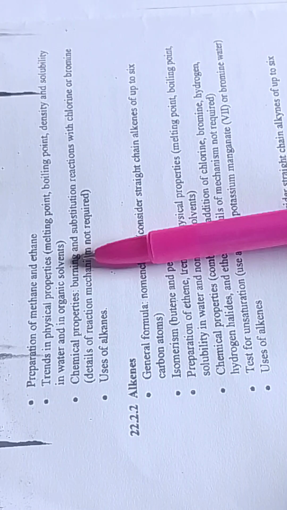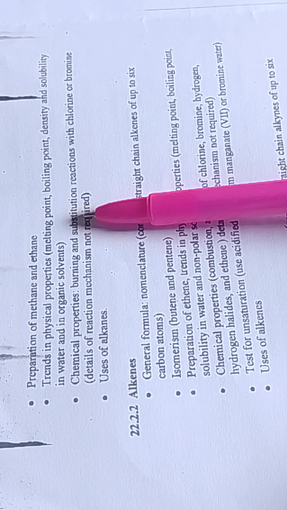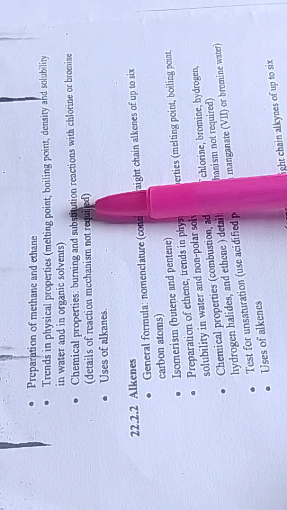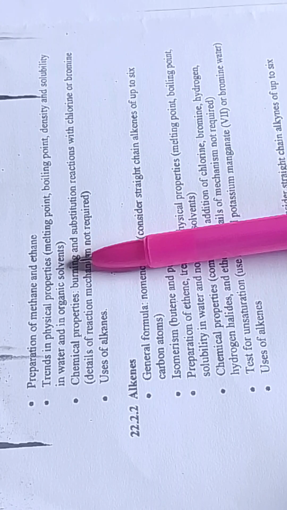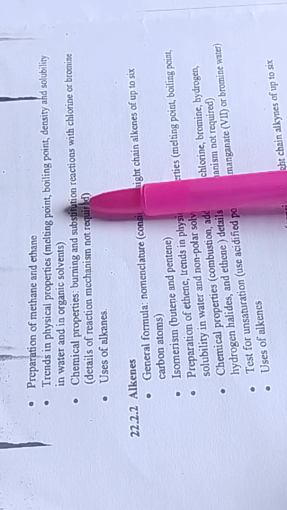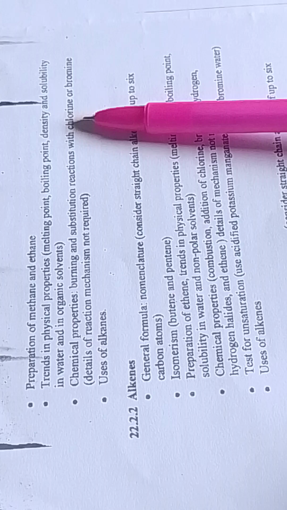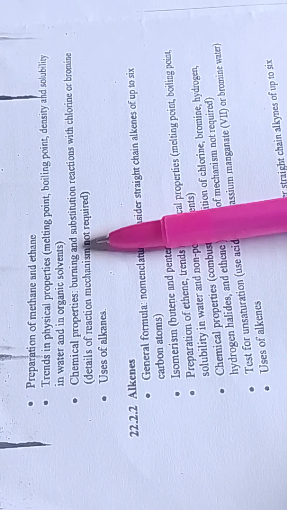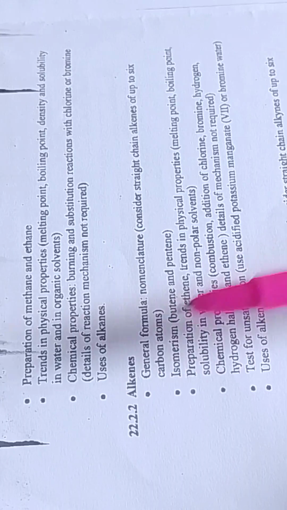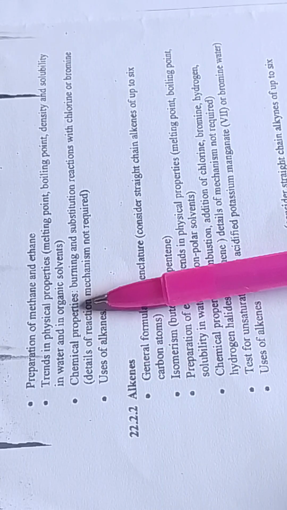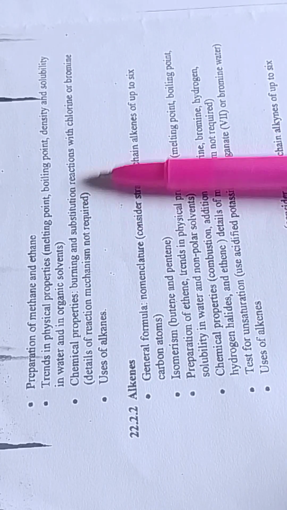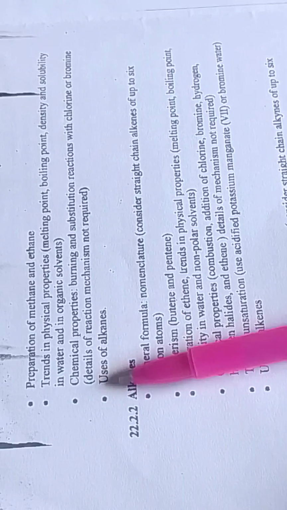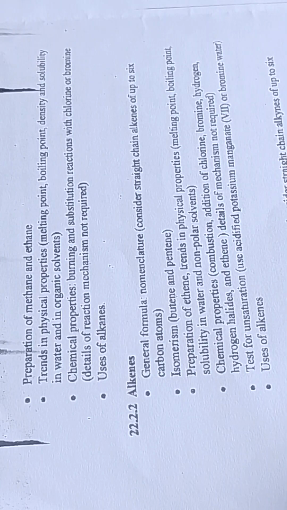Chemical properties: burning, or combustion, and substitution reactions with chlorine and bromine. Details of the reaction and mechanism are not required. And then finally, uses of alkanes.